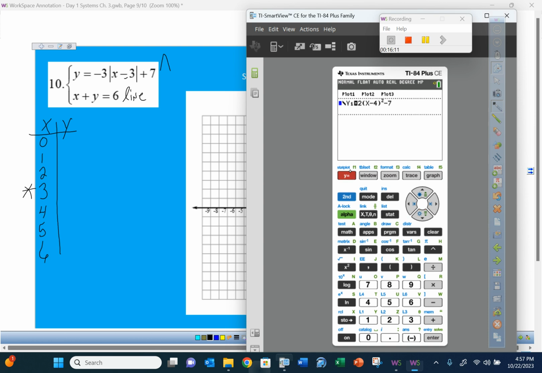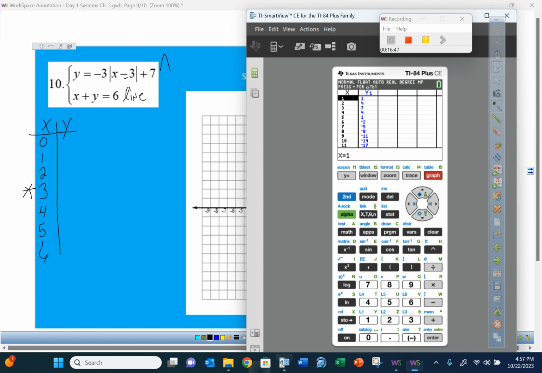I'm going to let my calculator do the work, guys. So I clear that out. I'm going to hit negative 3. So here's my negative 3. I'm going to hit math, over to number, and absolute value is highlighted. So enter. I'm going to go x minus 3. I'm going to get out of there and go plus 7. Now I really just need the table, but if you want to see what we're graphing, there it is. But I really want the table.